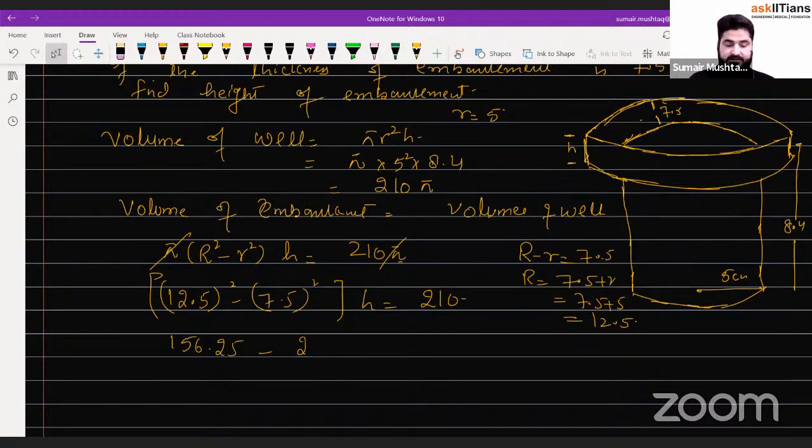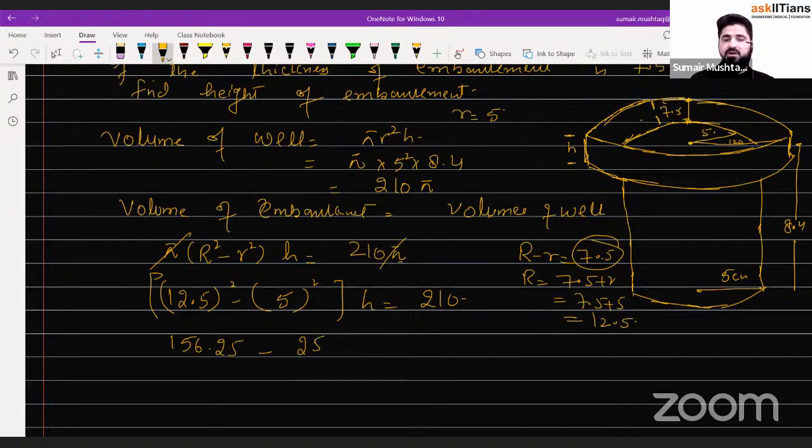Not 7.5. That is 5 only. This is not 7.5 because the inner radius is 5. This thickness is 7.5. Do you get the difference between the thickness and the radius? Thickness means only this surface, outer to inner. This is 7.5. The distance from here to here is 5, and the distance from this to this at the end is 12.5 because I find both of them.